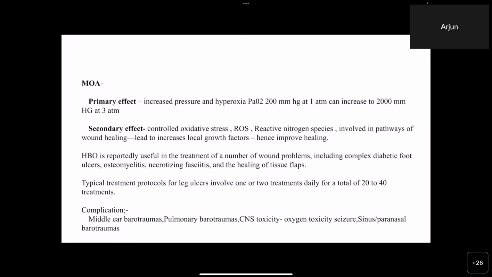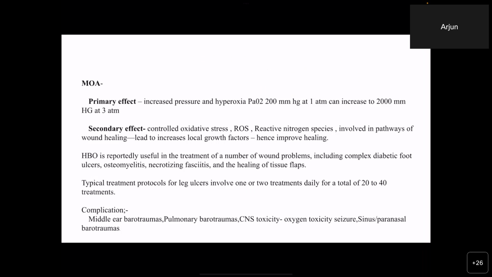Coming to the basic mechanism of action, the primary effect is increased pressure and hyperoxia, with partial pressure of oxygen of 200 mmHg at 1 atmosphere, which can increase to about 2,000 mmHg at 3 atmospheres. Secondary effects are controlled oxidative stress, with ROS and reactive nitrogen species involved in the pathways of wound healing. This leads to an increase in local growth factors, which aids wound healing.